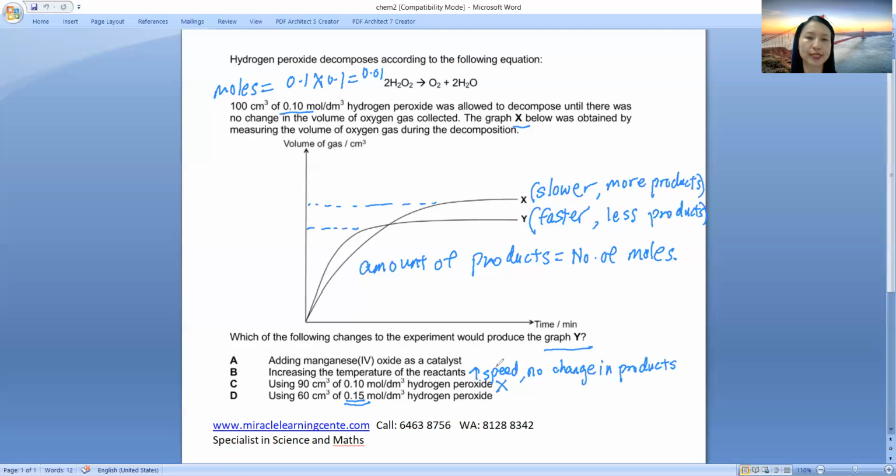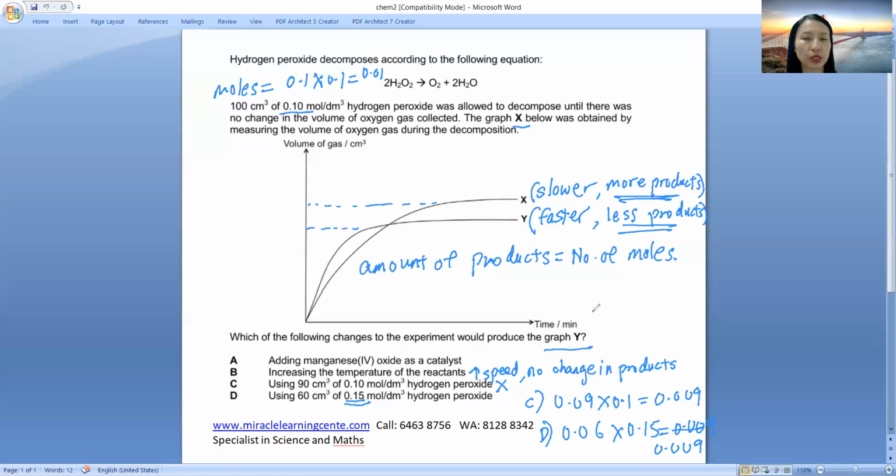The number of moles for C is 0.09 times 0.1. So you get 0.009. And for D, you get 0.06 times 0.15. You also get 0.009. So you see the amount of products is less than X. This is how you calculate to ensure that the amount of products is less.